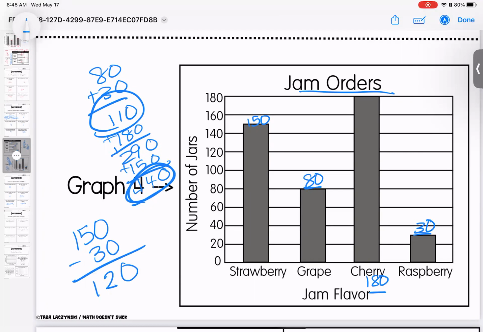Were there more jars of strawberry or cherry ordered? It's going to be cherry. And then place the jam jars in order from least to greatest. Least is raspberry, then grape, then strawberry, then cherry.